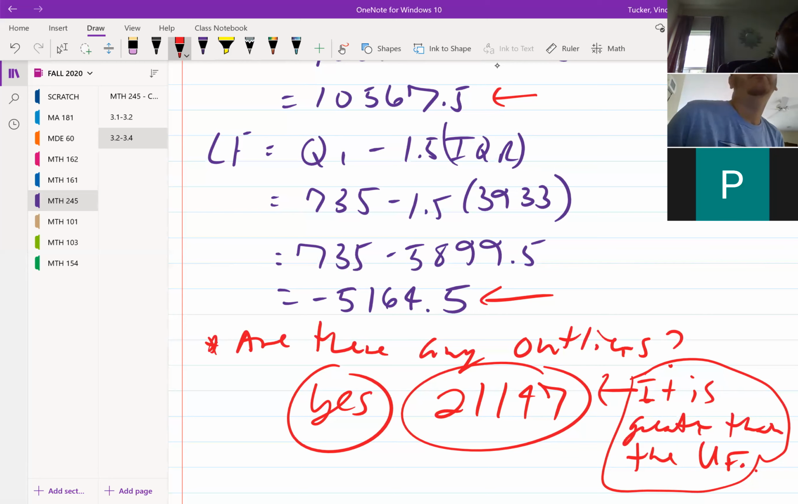So next class, 3.5. That will be all that we'll do, and that will close us out of chapter 3. So we'll be done with chapter 3.